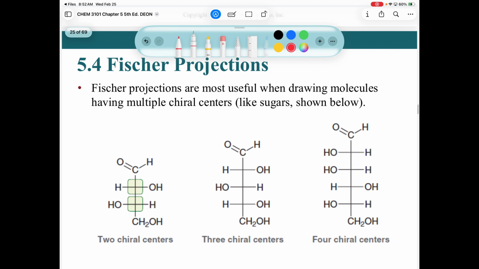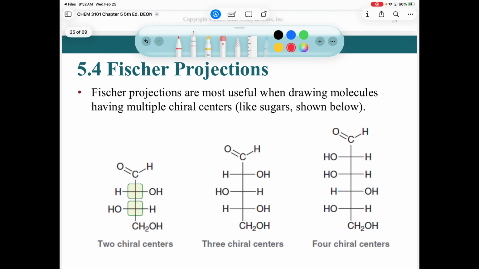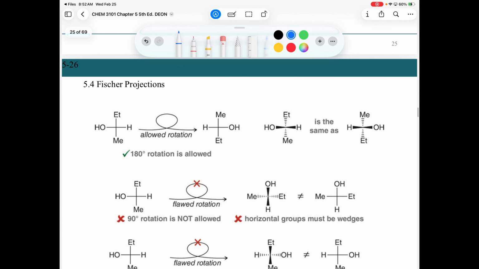Okay, Fischer projections. What are they useful for? And this is kind of backtracking here. They're most useful when you're drawing compounds that have multiple chiral centers. For example, carbohydrates. So you see we have 2 chiral centers. Then here we have 1, 2, 3 chiral centers. Here we have 4 chiral centers. All right. So that would be a form of glucose there.